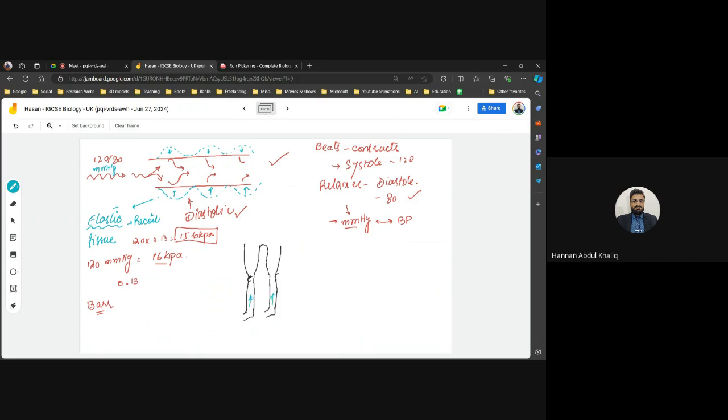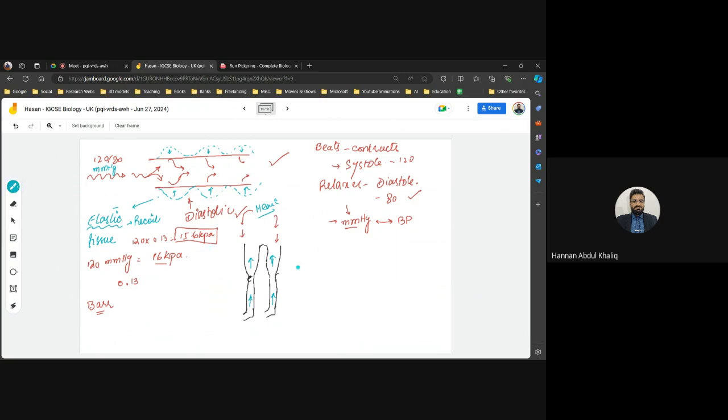And we also know that there is no pumping organ. The heart is there. The blood has been pumped by the heart, and it has now entered into the legs. But how would the blood return back to the heart? This is the biggest question. Obviously, we don't have any pumping organ inside the leg. So what do we do now?